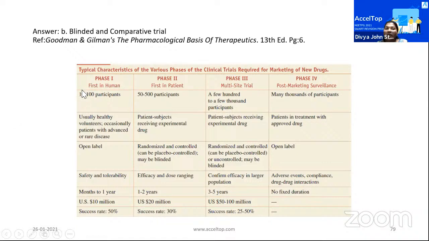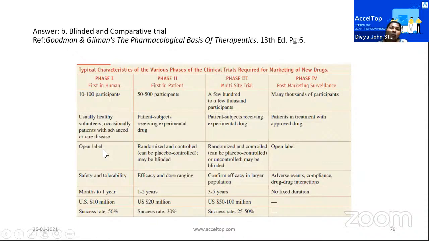So phase 1, it is first in human trial. Okay. So it is first in human trial, which is usually done in a very small population set, around 10 to 100 participants. And usually it is done in healthy volunteers who are free of the disease. In case we are testing in patients with the disease, it's usually a very rare condition or in persons with an advanced stage of cancer where you think that the drug might be potentially useful. Okay. So in that condition, you can use patients as well. Okay. So first in human is generally done in 10 to 100 healthy volunteers who are devoid of the disease.